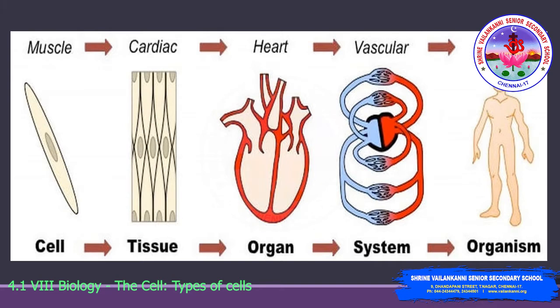For example, a group of muscle cells constitutes a cardiac muscle tissue whose major function is to contract and relax. The cardiac muscle tissue makes up the heart, which is an organ whose primary function is to pump the blood. The heart, along with arteries and veins, works together to transport the blood to all the parts of the body. Thus, it forms the circulatory system. And several such organ systems working together constitute the multicellular organism.